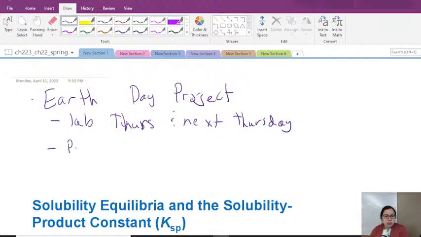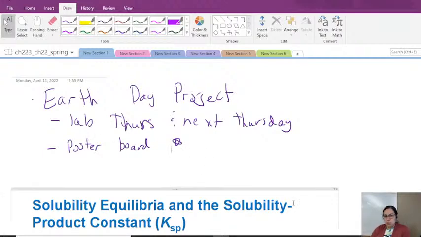Same thing with the poster board. Don't forget poster board on Thursday, unless, again, you need me to supply it. Just let me know after class or something so that I know what either myself or Nicole needs to purchase for Thursday.